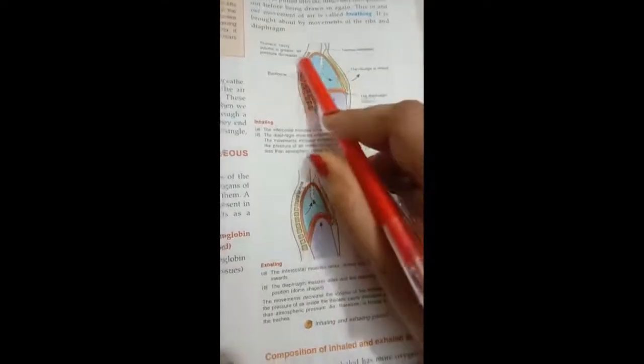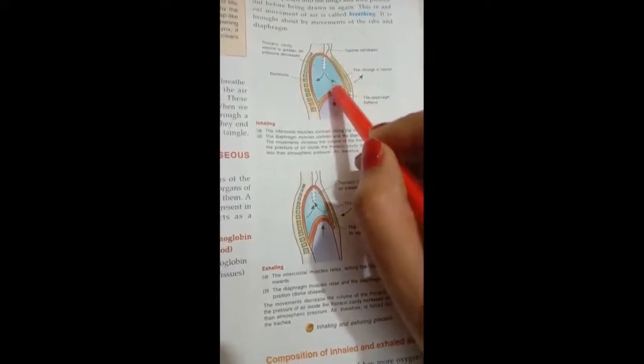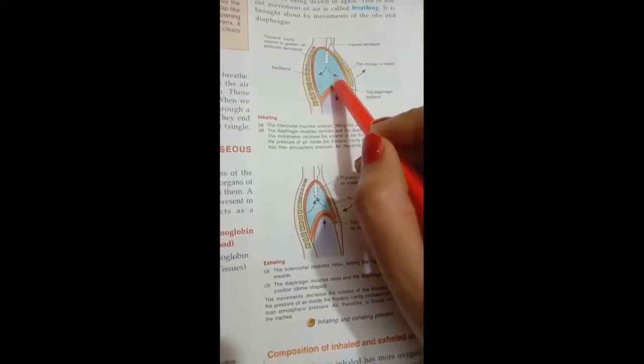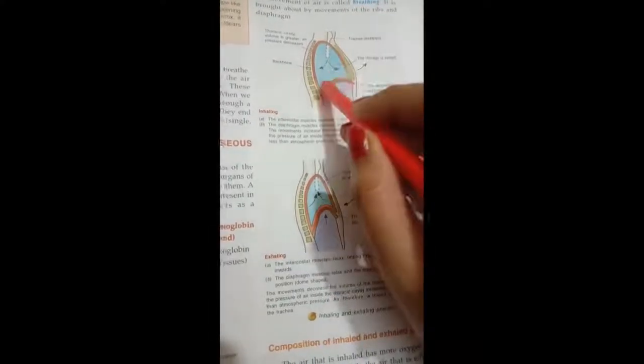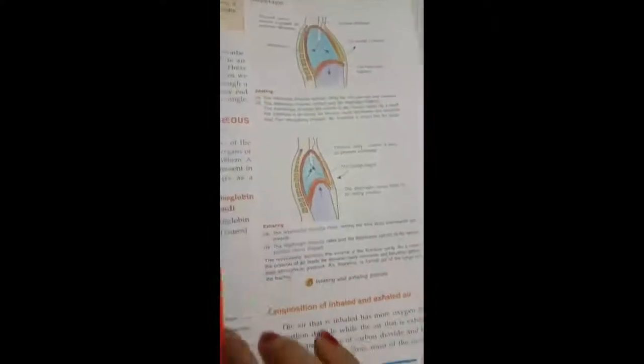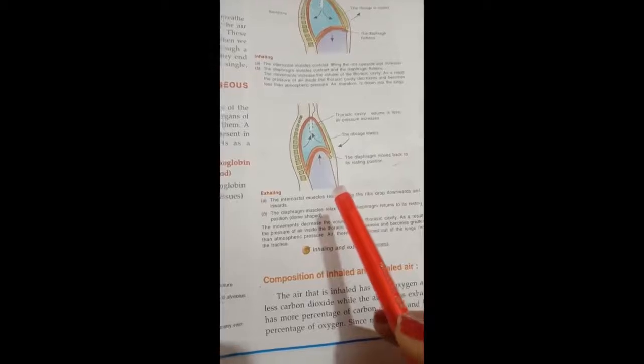For that, the volume of the thoracic cavity will be increased, and when the volume is increased, obviously the pressure will be decreased. So the air from the outside will enter the lungs. Now just the opposite process will happen during the exhalation process.